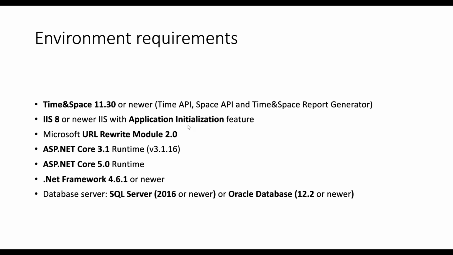Details about these features can be found in the Time&Space portal manual. So all these details, which Windows features you need to install, are described there. Then you also need to have URL rewrite module, ASP.NET Core components, .NET framework, and you also need to take care about the version of a database server.